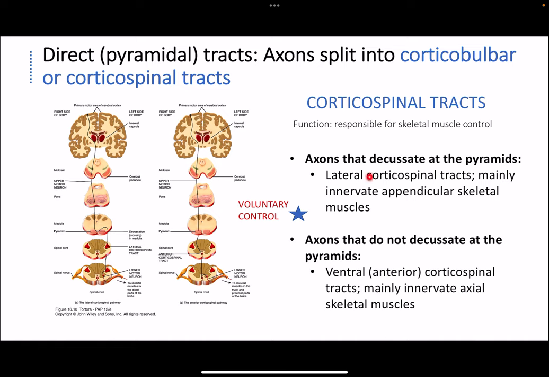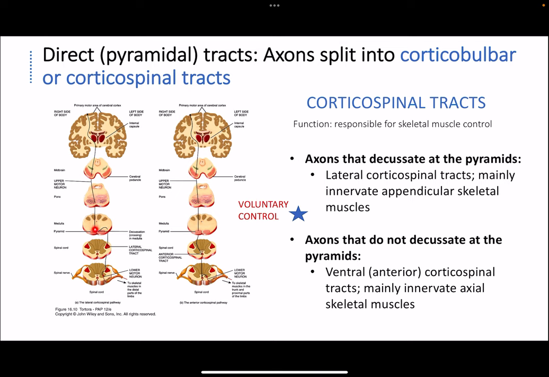The lateral division here, so this is our lateral division, this is what's going to come down and innervate the kind of distal part of our limbs, or the muscles that move the distal part of our limbs, right? So like forearm, hand, finger muscles, things like that, okay? The anterior is going to get more proximal and trunk muscles, right? So more of the muscles along the axial skeleton, okay?